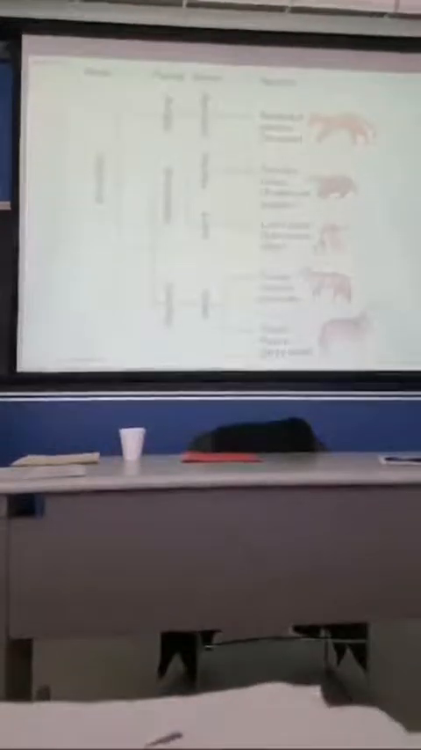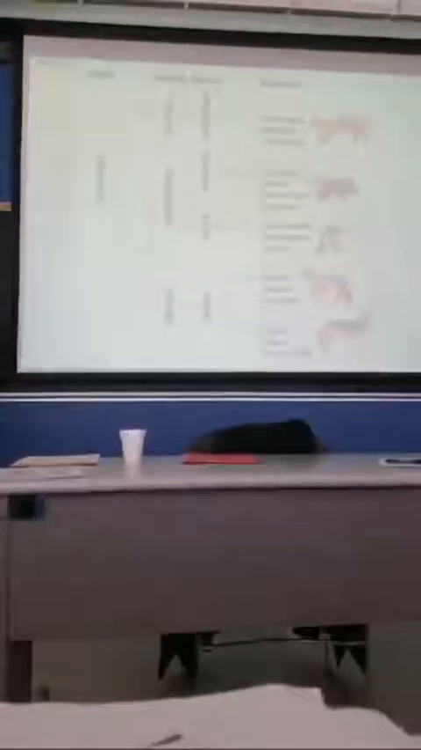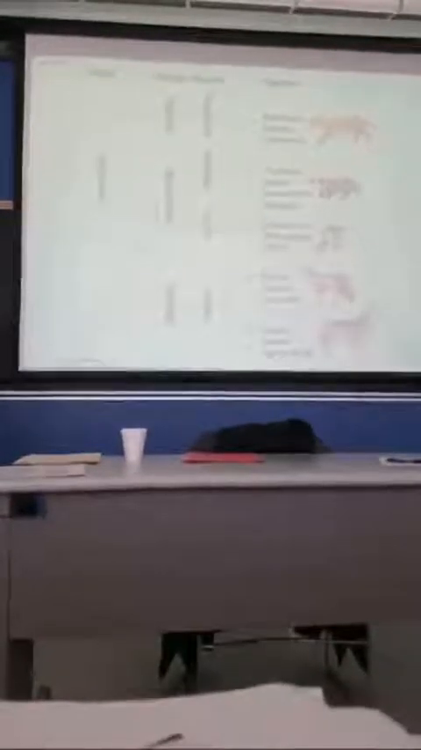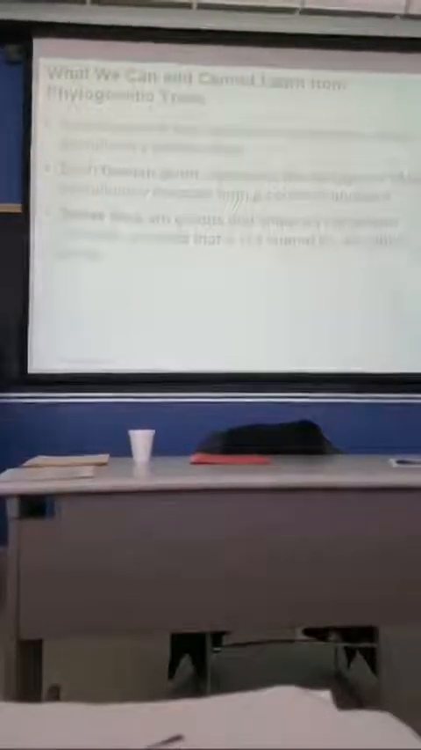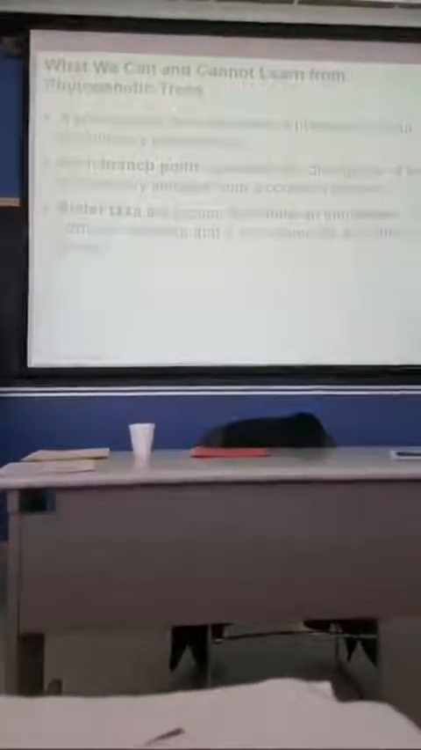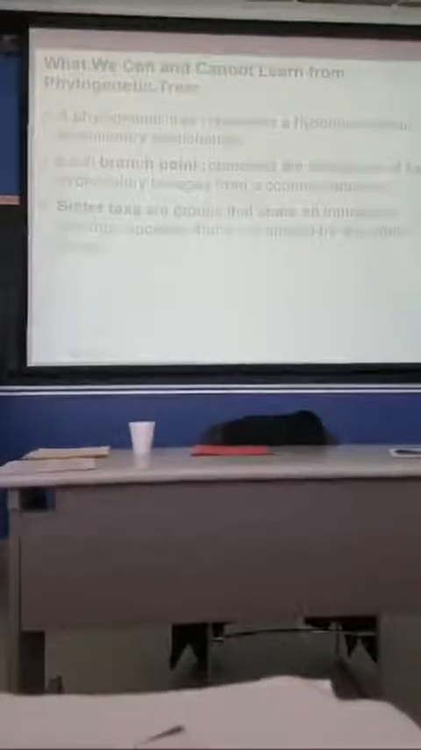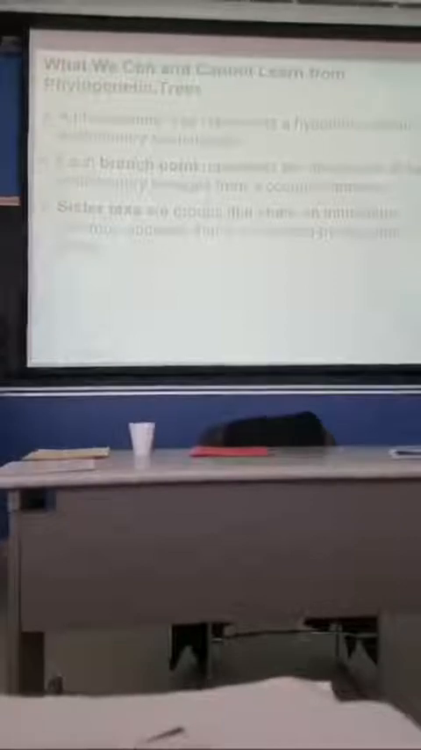Now, this does not necessarily indicate time of descendancy, so there are some misleading things. Don't think that this one happened before this one, or this one before this one. It's just, okay, a representation of a hypothesis about evolutionary relationships. Each branch point represents the divergence of evolutionary lineages from a common ancestor. Sister taxa are groups that share an immediate common ancestor that is not shared by any other group.